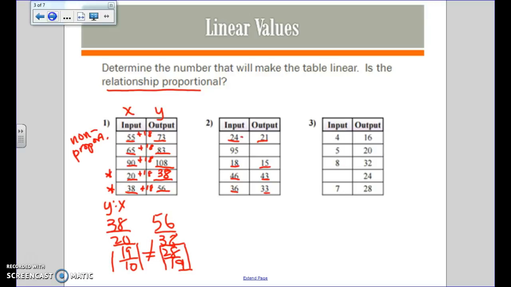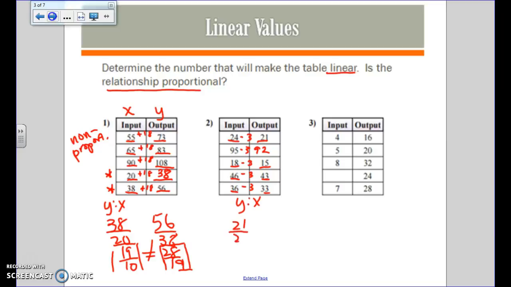It looks to me like I am subtracting 3 from each of these values. And so to keep this relationship linear, what makes the table linear, I'm going to subtract 3 from 95. I'm going to say it's 92. And so now it is a linear relationship that every single input has the same pattern mapping to the output. Let's see if the ratios are the same when we compare y to x.